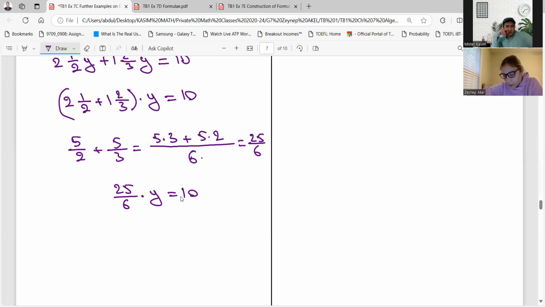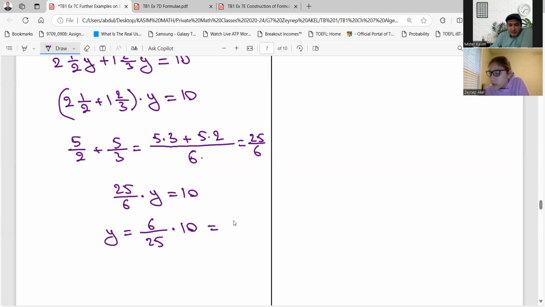We move the fraction to the right-hand side, right? Because in front of y, what is the coefficient of y? 25 over 6, right? We have to move this to the right-hand side. So it would be y equals 10 minus 25 over 6. No, it's times, right? So just take it to the right-hand side. You flip the fraction: 6 over 25 times 10. You remember?